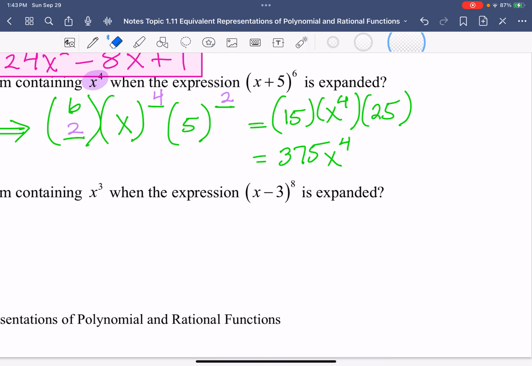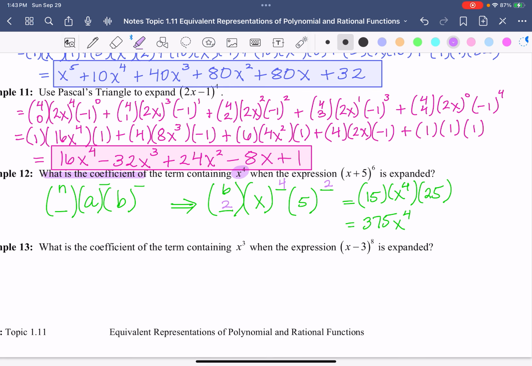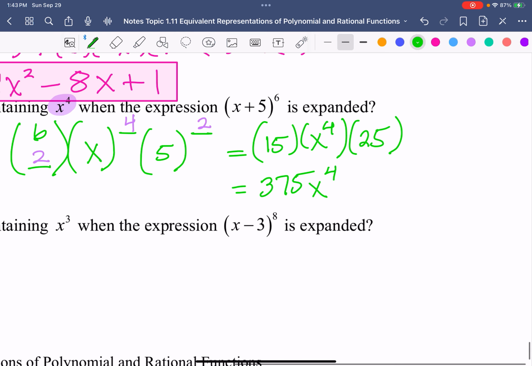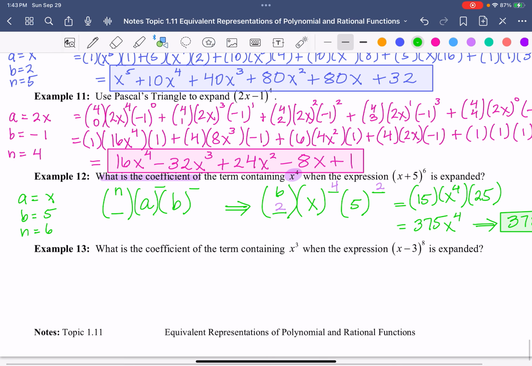Okay, now the question did say only what is the coefficient. It didn't say provide the whole term. So the final answer here would just be the coefficient of 375. Okay, let's do one more example.